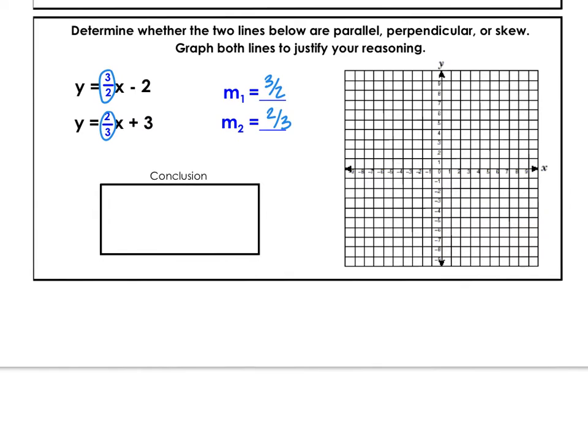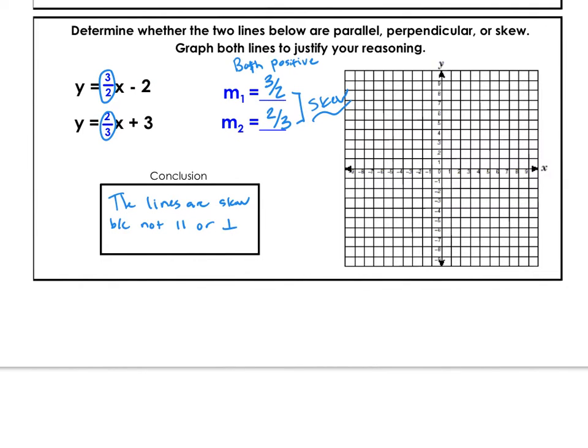Now, if you look here, these are not parallel because they're not the same. They're not perpendicular because they're both positive. I'll even write that up here. Both positive, right? So they can't be perpendicular. So these are what we call skew, all right? Because they're neither parallel nor perpendicular. So the lines are skew because not parallel or perpendicular.